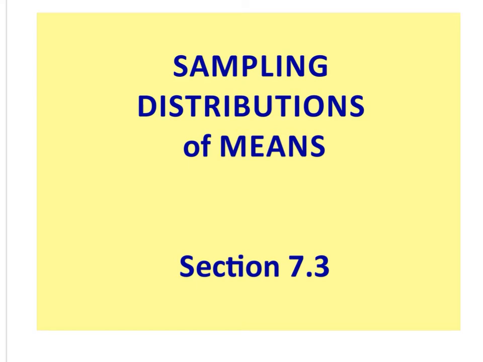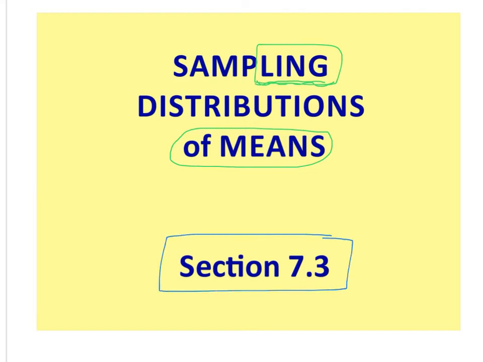Hello, so today we are talking about sampling distributions of means. In the last video we talked about sampling distributions, and we talked about the difference between samples and sampling. But today we're going to focus on sampling distributions for means. So we're jumping around a little bit. This is section 7.3 in your textbook, so it's skipping over 7.2, which we'll get back to next video.